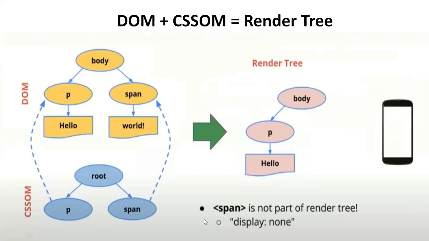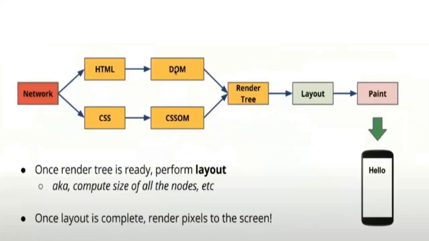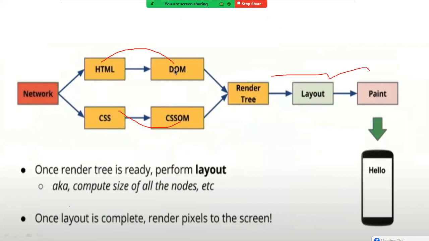Whatever result is there will finally prepare a render tree and it will paint that render tree. This is how the process actually works. The HTML DOM and the CSS object model create one render tree, then layout, and then the process called paint. And it is going to display that on your screen.